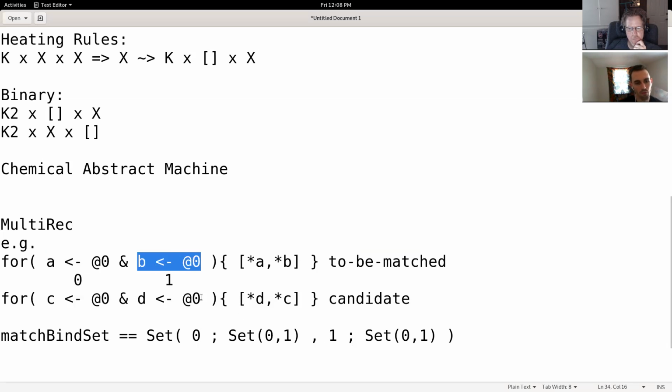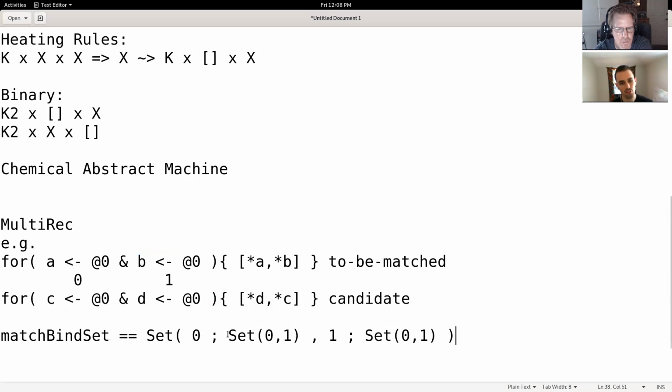And then same thing with the other one here. This first bind in my candidate receive could match with either the 0th or the first bind in my to-be-matched receive. So that's why I have this set 0, 1 and this set 0, 1 for both the 0th and the first bind positions. Gotcha. Yep. Okay. I'm following. Cool. Sweet. So this is my collection of all possible matchings of binds.